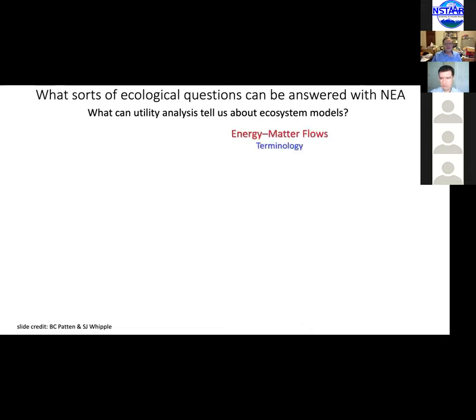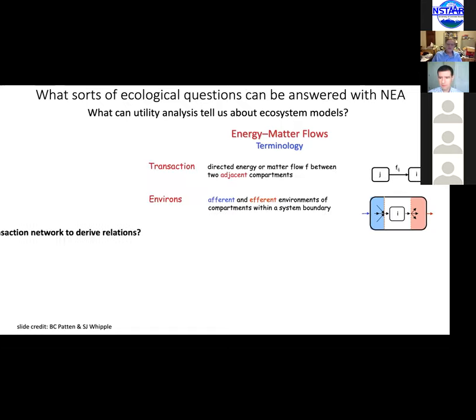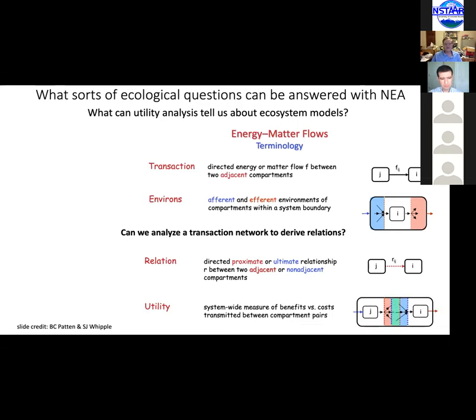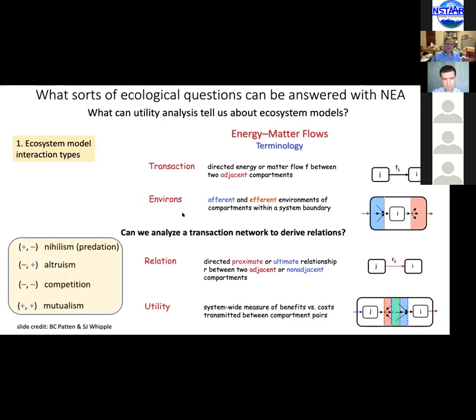So the last part I'm going to talk about is one very simple example of utility analysis. There's a lot to this, and it's very hard to come up with a real simple example, but I've tried. So far, we've talked about transactions and environs. But can we use these transaction networks to derive relations between compartments? We can use utility analysis to do that. And what I mean by relations, one simple way of thinking of that, is just the ecosystem interaction types, the plus-minus, minus-plus, minus-minus, plus-plus, competition, and mutualism that we can get.